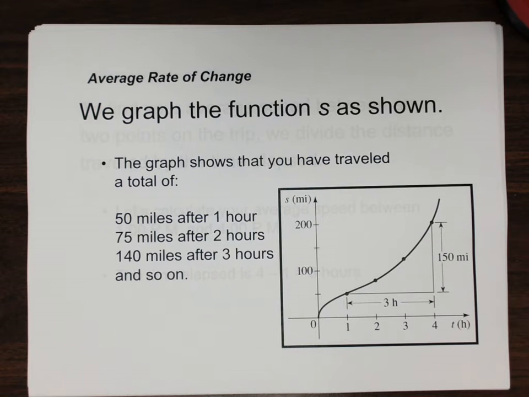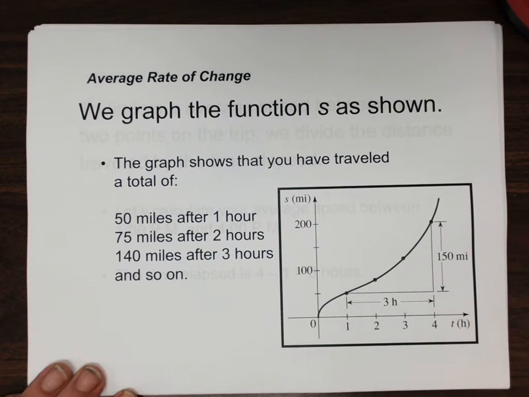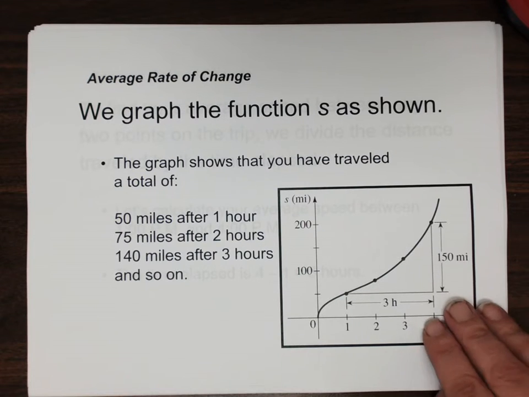We can graph our function. This is a graph of this function. It shows that you have traveled a total of 50 miles after 1 hour, 75 miles after 2 hours, 140 miles after 3 hours, and so on. So we have this nice curve here, modeling the amount that we have driven over a period of time.